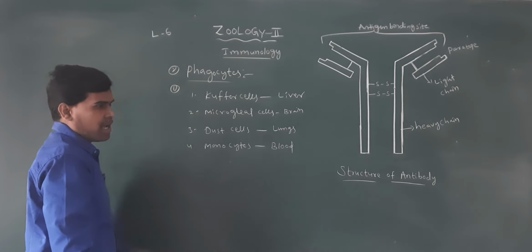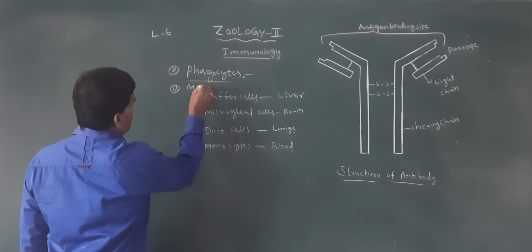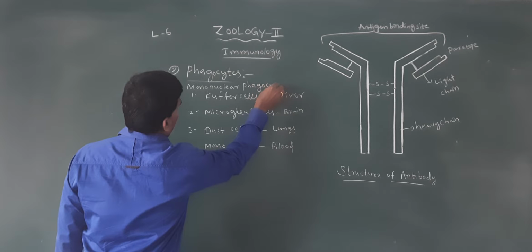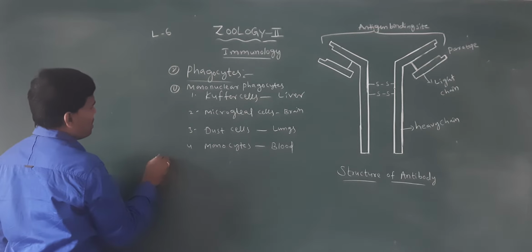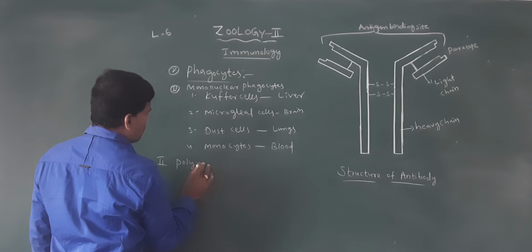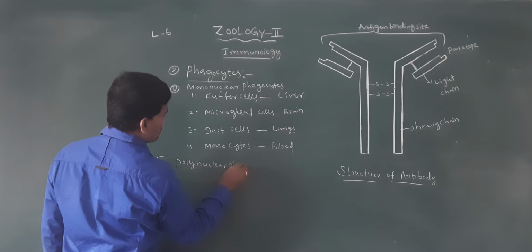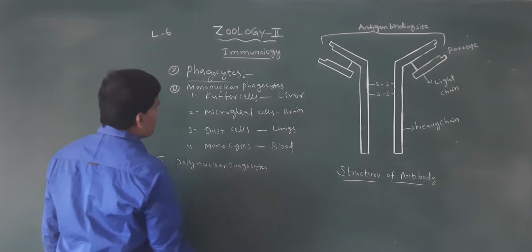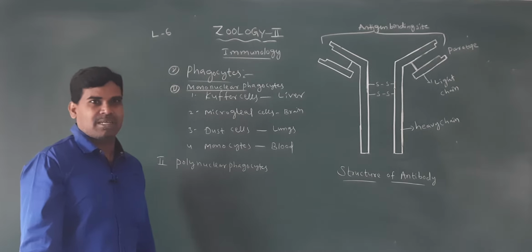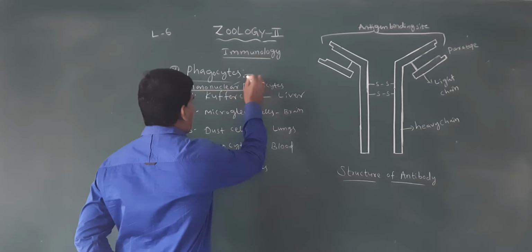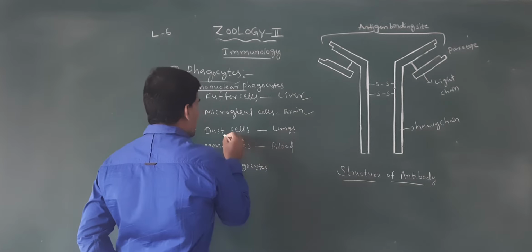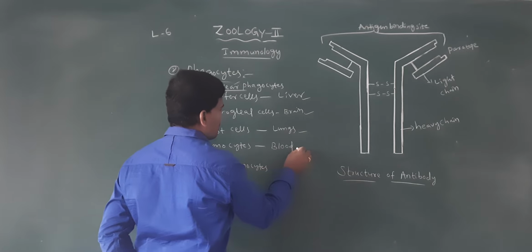The two types are mononuclear phagocytes and polynuclear phagocytes. The mononuclear phagocytes are transported through the blood circulation or capillaries. The different types of mononuclear phagocytes: Kupffer cells occur in the liver, microglial cells occur in the brain, dust cells occur in the lungs, and monocytes occur in the blood. Do you know?